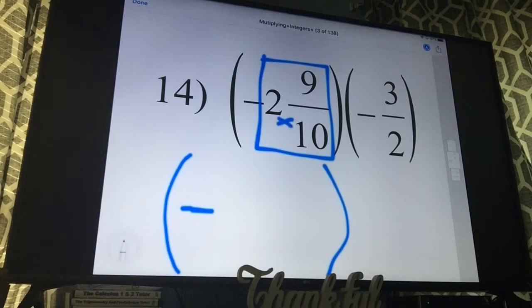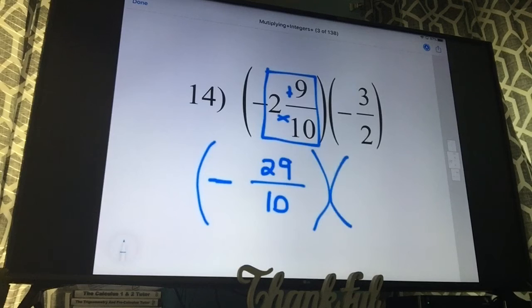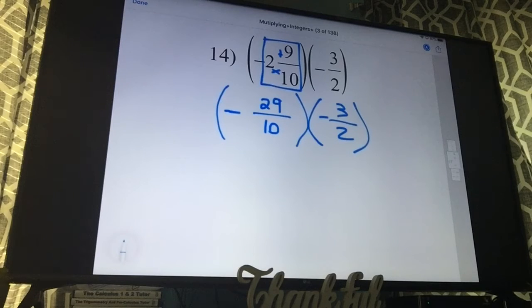So 2 times 10 plus 9. 2 times 10 is 20 plus 9 is going to give you 29 over, and we keep the bottom the same, so 10. Okay, and for this other one, I still got 3 over 2. Okay, so we're going to multiply the tops, and I can already tell it's going to be a negative times a negative, so my answer should be positive.